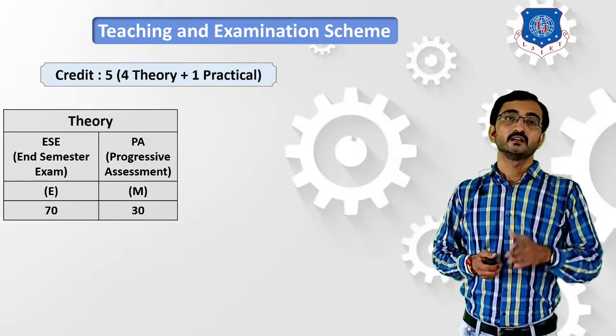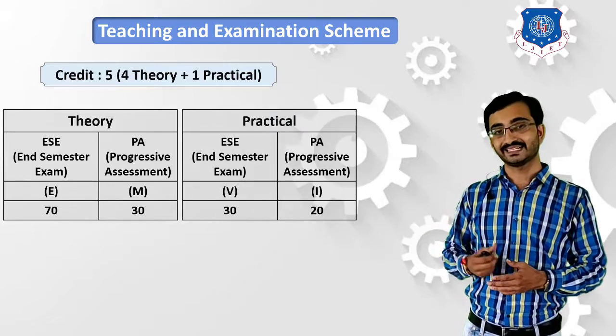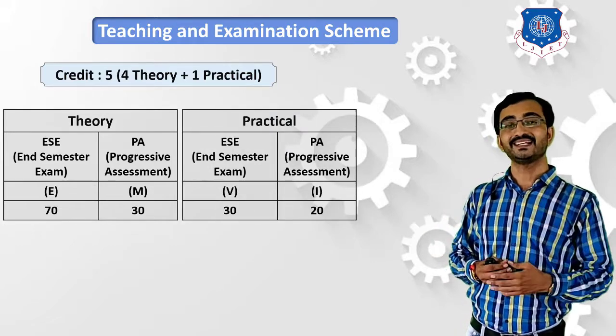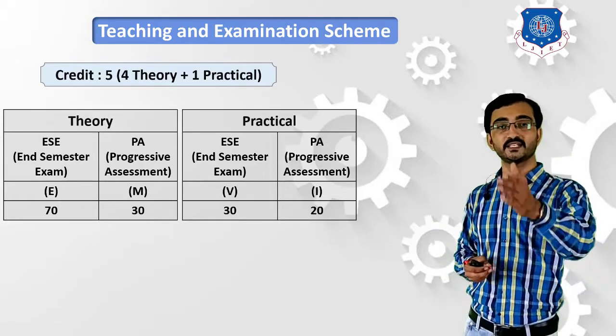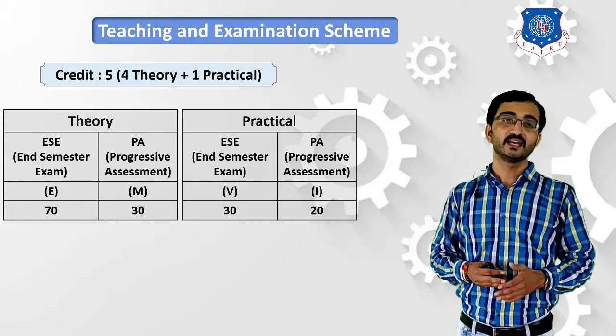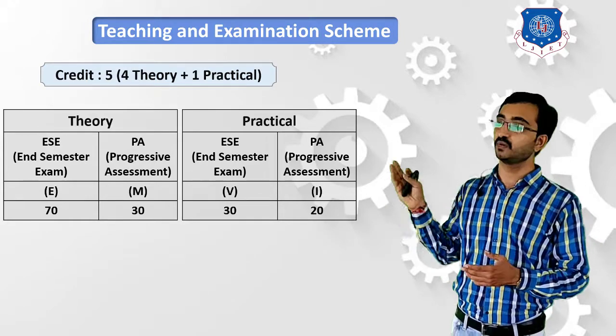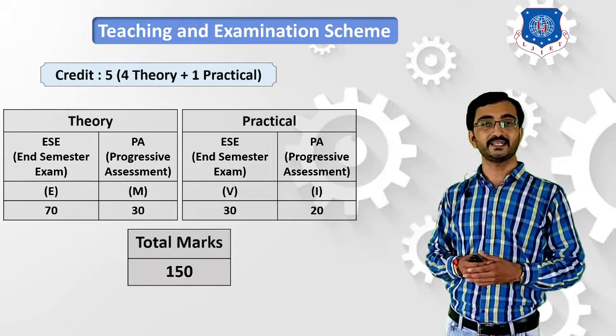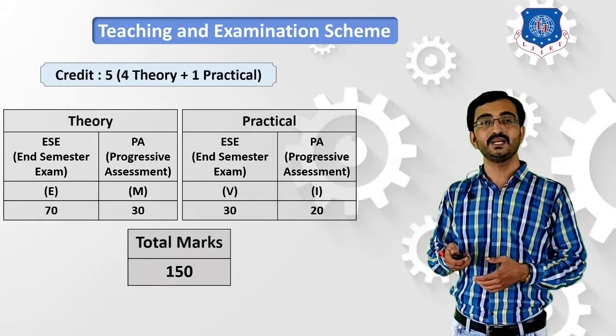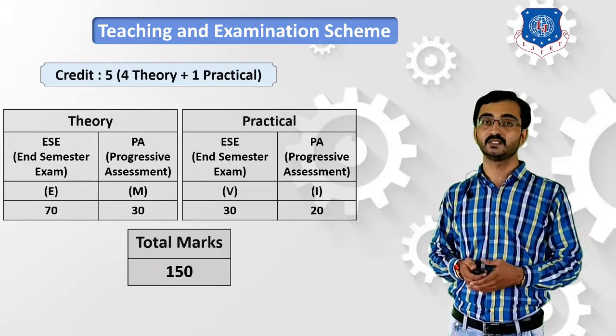The second part of the examination is the practical session. This practical session is of 50 marks, which is broken into 2 parts: 30 marks for the end semester viva and 20 marks for progressive assessment. So a total of 100 marks for the theory component and 50 marks for the practical component will build up a total of 150 marks in this subject.